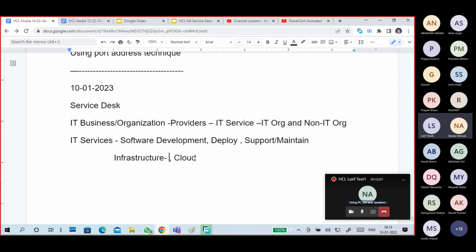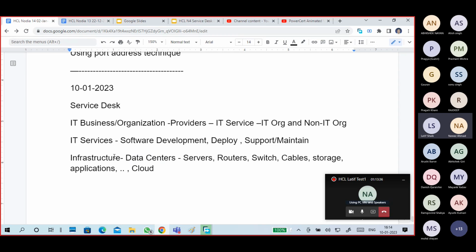What are infrastructure services? Means data centers, means servers, routers, means networking devices, servers, routers, switches, cables, storage, applications, etcetera. Then cloud management, and the cloud management also comes here.